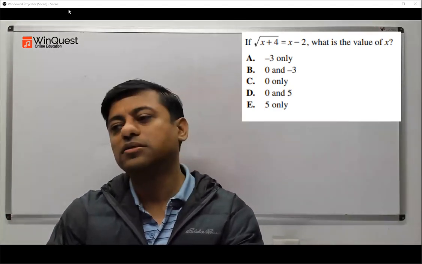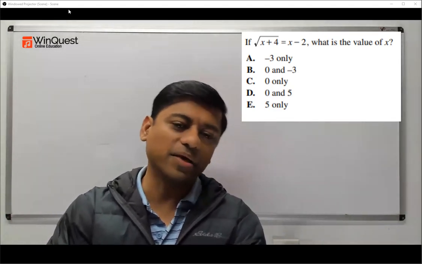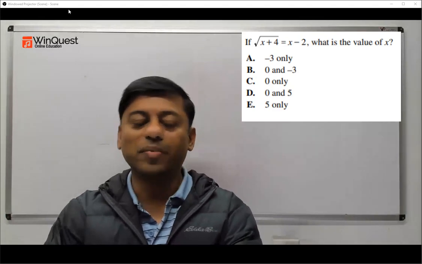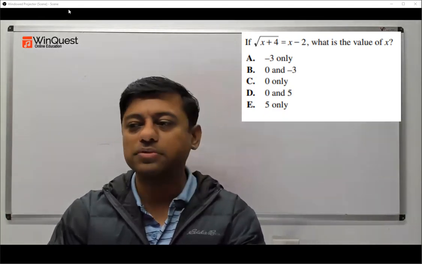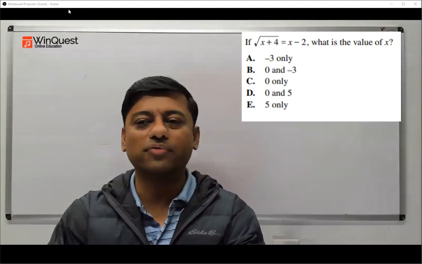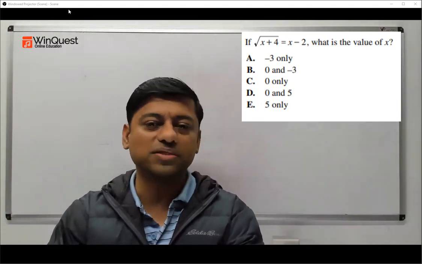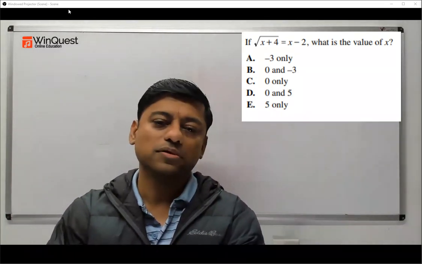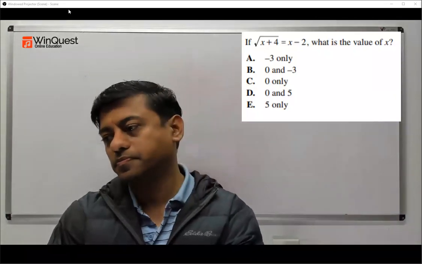We have learned the squaring method, the middle term breakup, and then we have also learned about the quadratic formula, minus b plus or minus square root of b square minus 4ac, by 2a. That is how you need to solve it.